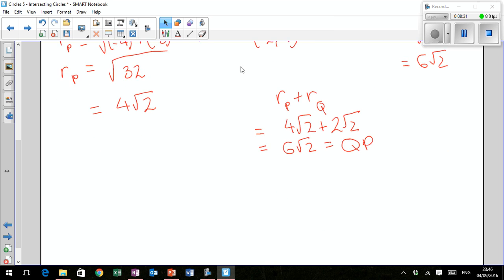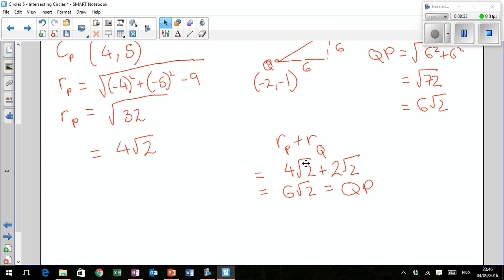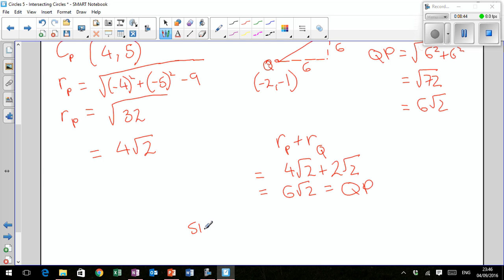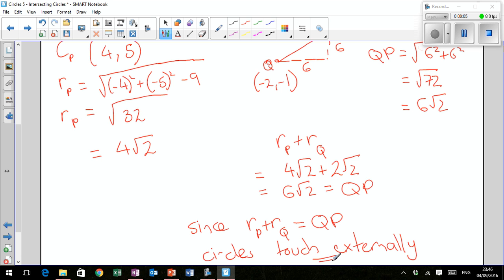And after you've proven that, after you compared the sum of the radii and the distance between the centres, you can say since RP plus RQ is equal to QP, the circles touch externally. Okay, and it's all about comparing the sum of your two radiuses, or sum of your radii, to the distance between the centres.